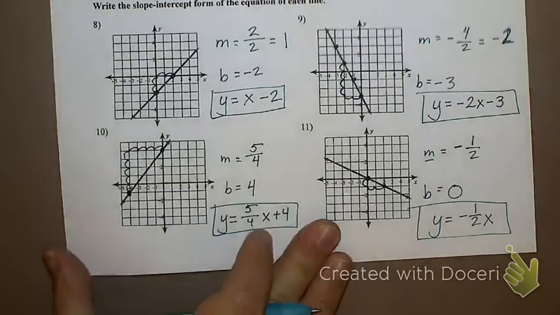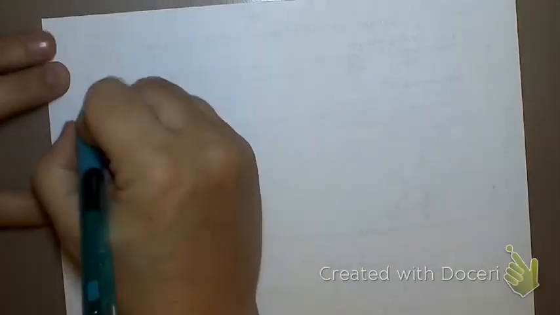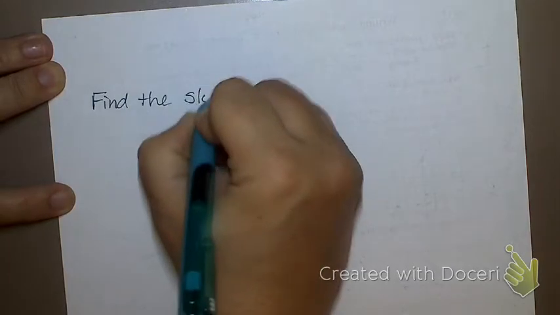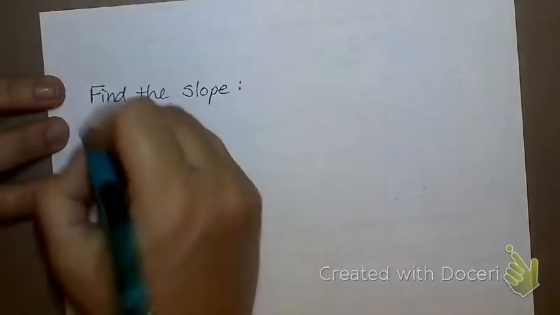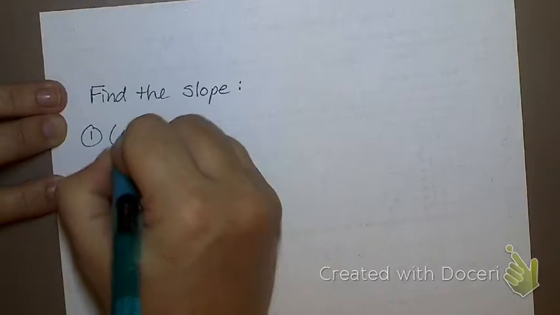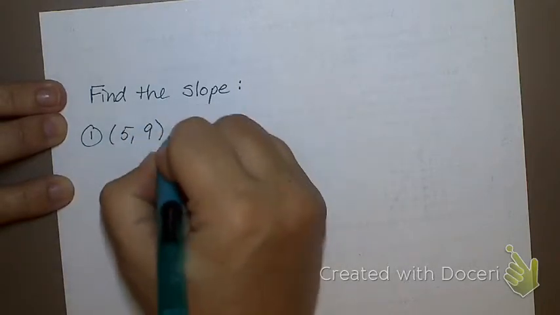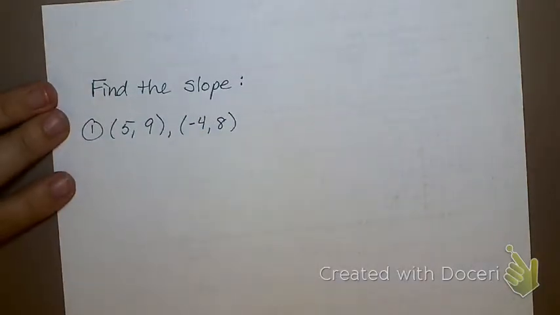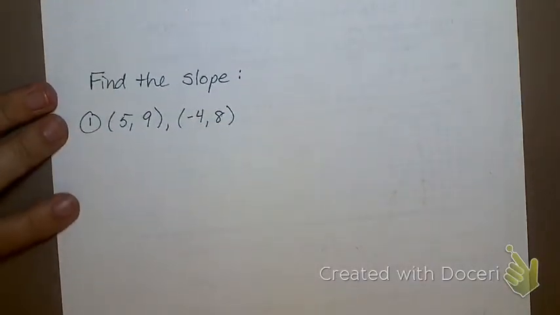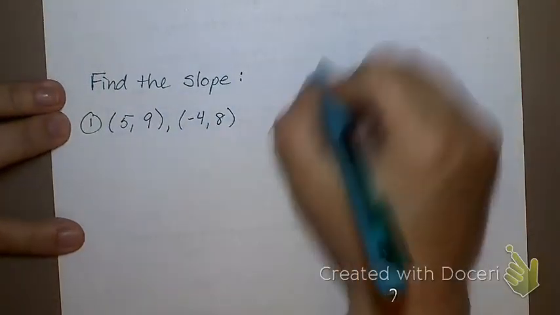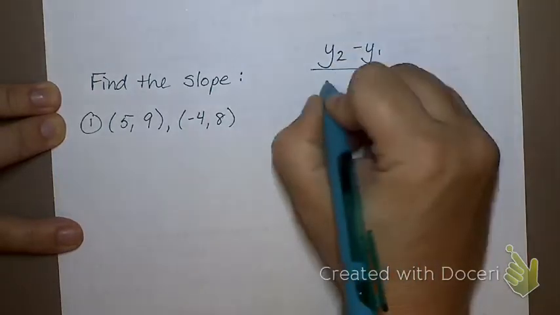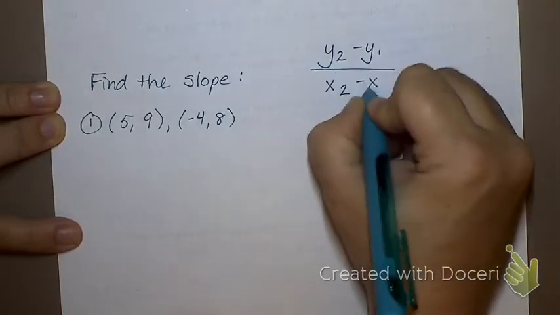Okay, on the back, I would like to do a little bit of a review with you. Okay? Find the slope. How do I find the slope of a line that goes through those 2 points? y2 minus y1 over x2 minus x1.